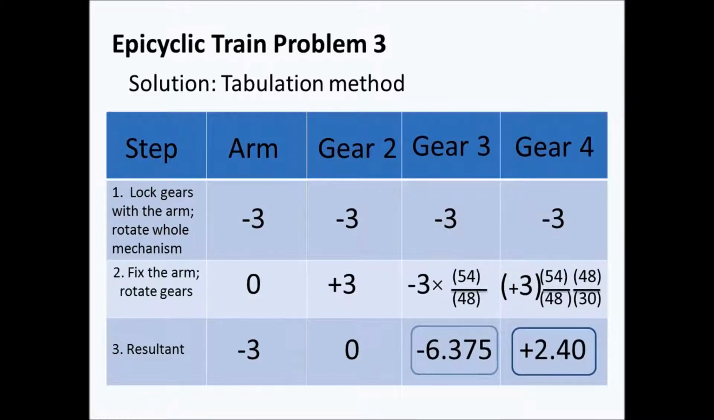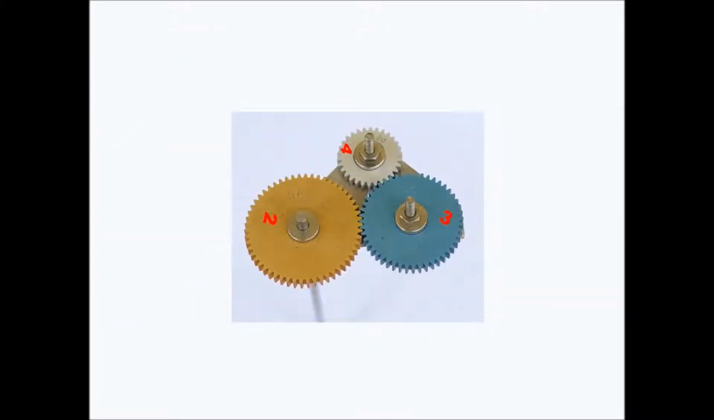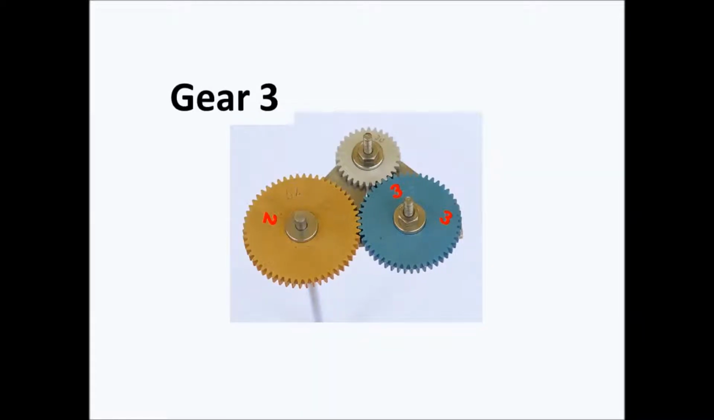We can actually verify the solutions. We have the mechanism in this figure. For gear 3, this is the original position and the final position. And we have this negative 6.375 as the rotation of our gear 3. For gear 4, this is the original position and the final position after 2.4 rotation of gear 4.